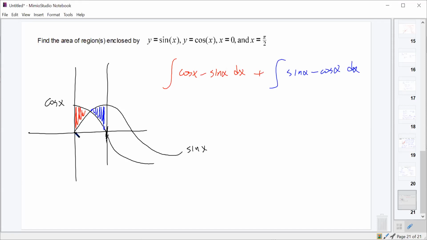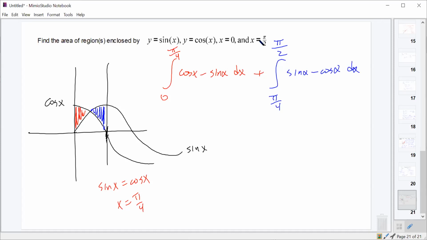Cosine is above sine for this first part, and then sine is above cosine for the second part. And we know that sine x equals cosine x at x equals pi over 4. So this should be from 0 to pi over 4. And this one should be from pi over 4 to pi over 2. Good or no?